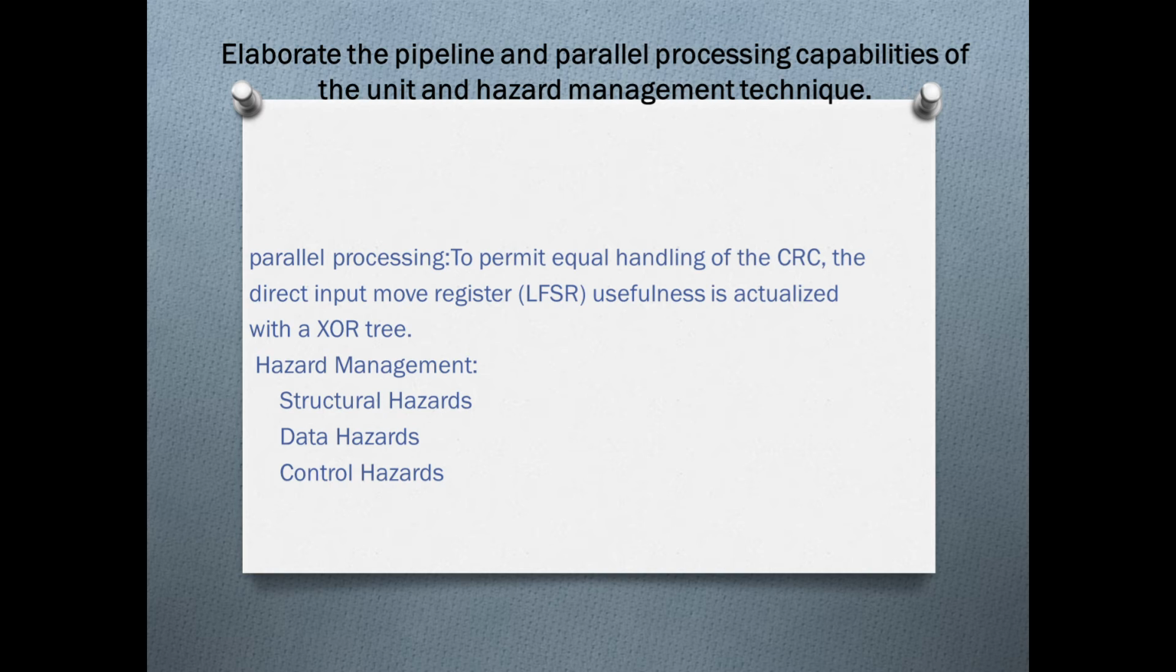Second is data hazards. They arise when an instruction depends upon the result of a previous instruction in a manner that is exposed by the overlapping of instructions in the pipeline. Next is control hazards. They arise from the pipelining of branches and other instructions that change the program counter.